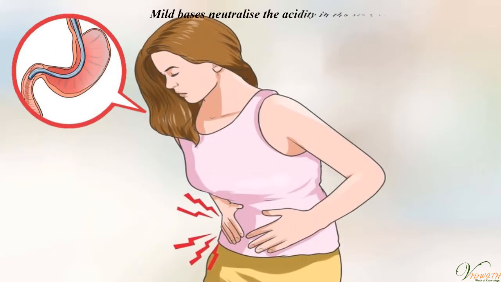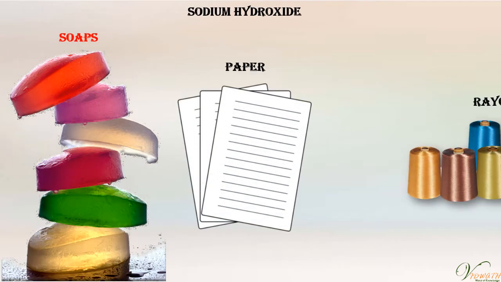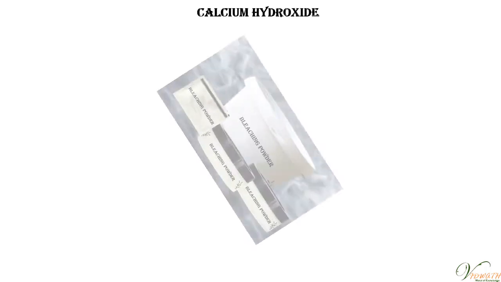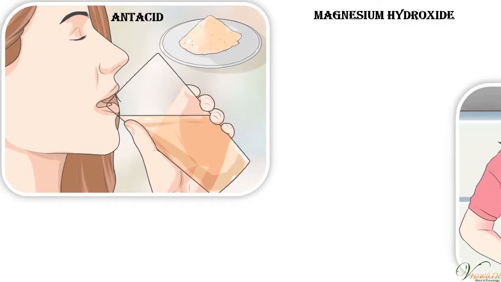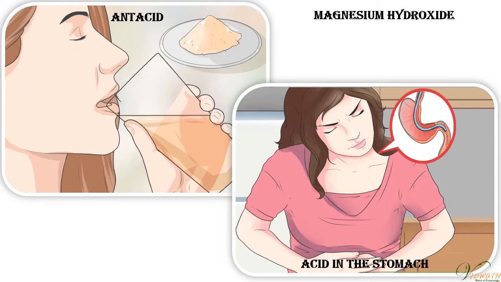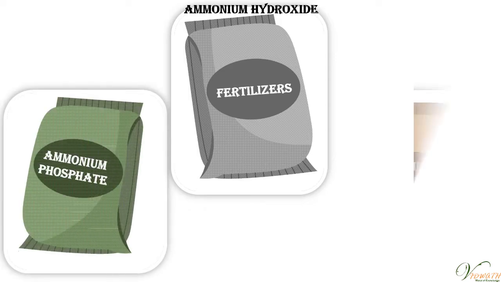Uses of bases. Mild bases neutralize the acidity in the stomach. Sodium hydroxide is used in manufacture of soaps, paper, and synthetic fibers like rayon. Calcium hydroxide is used in the manufacture of bleaching powder. Bleaching powder is used as a disinfectant. Magnesium hydroxide is used as an antacid to neutralize the acid in the stomach. Ammonium hydroxide is used in the preparation of fertilizers like ammonium phosphate and ammonium sulfate.